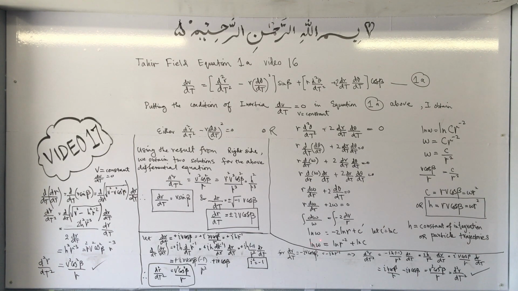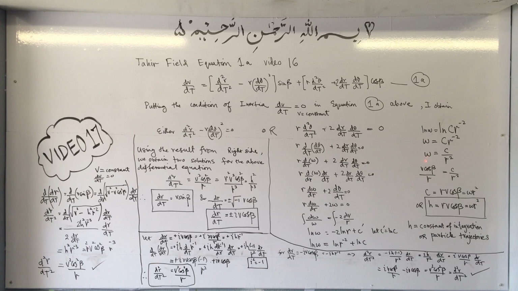Okay, so ln omega is equal to ln r to the minus 2, using the logarithmic property to make it the power of r, plus ln c. So ln omega is equal to ln c r to the minus 2. Applying the law of logarithm, ln a plus ln b is equal to ln ab, so omega is equal to c r to the minus 2, where c is another constant of integration. So omega is equal to c over r square.